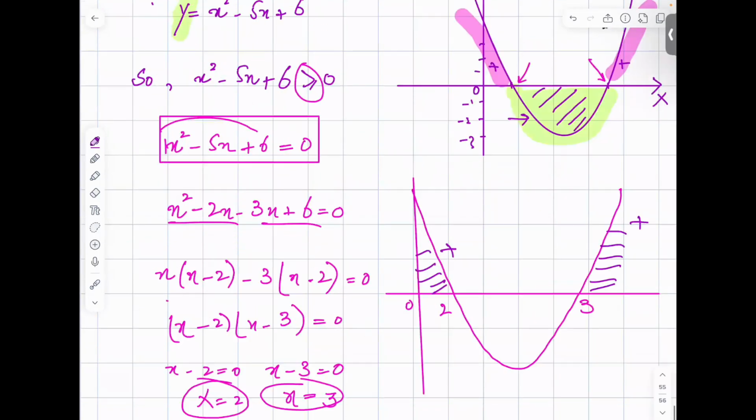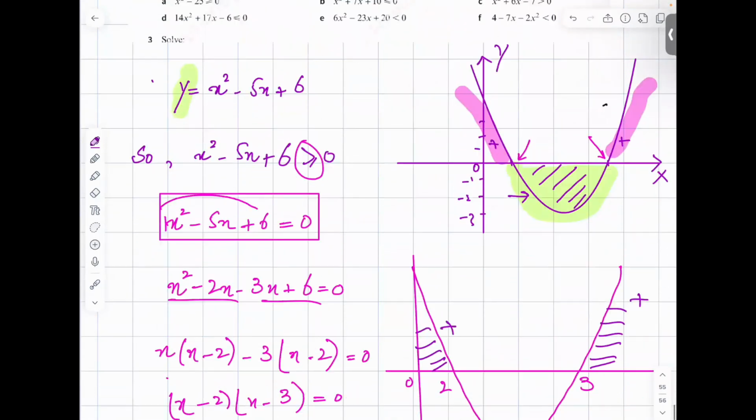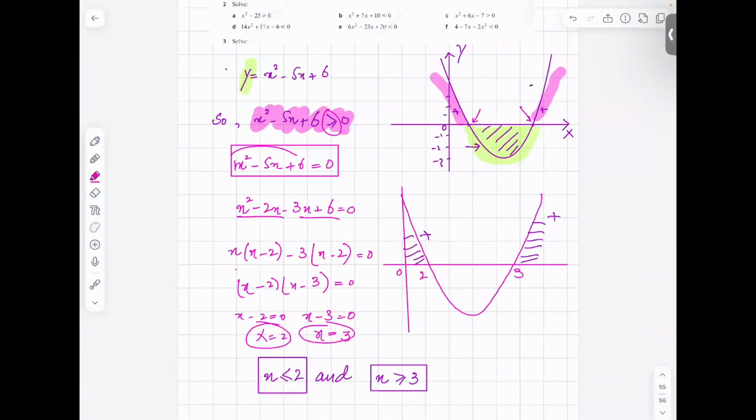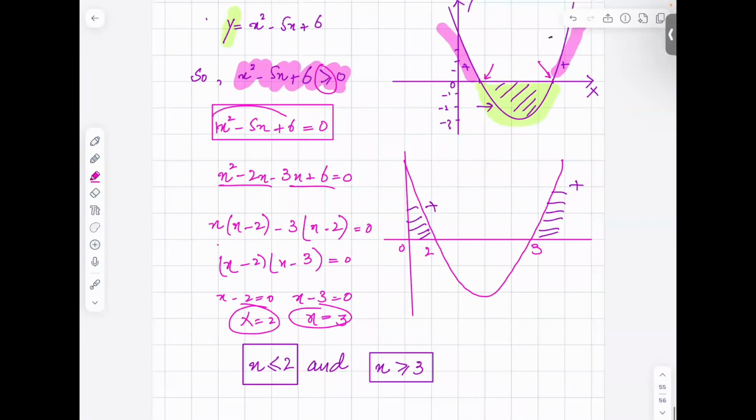Yes, beta, is that clear? So if we have to solve this inequality, this is what we are going to do. Done? Any question, Alina? No, sir. Got it?